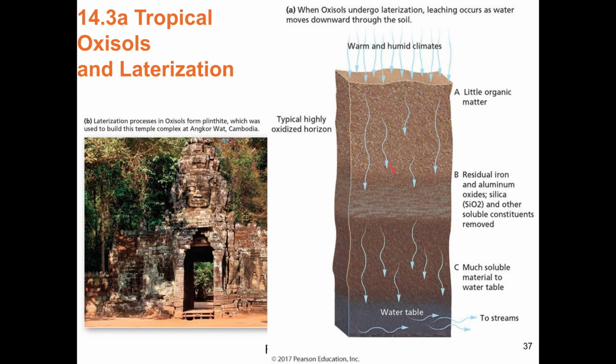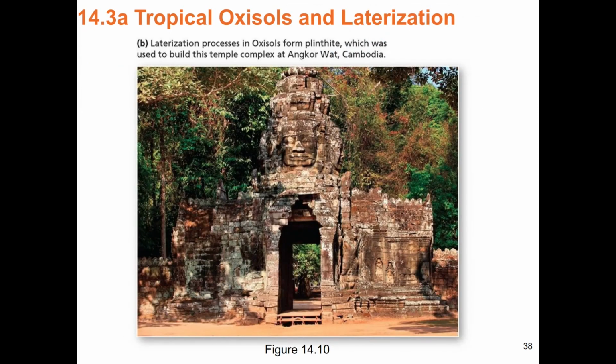Water percolates through the ground, picks up iron and aluminum oxides, and deposits them down in the lower layers of the soil. This is the process of laterization. You can actually cut blocks of the soil, expose it to the air, and it dries into something resembling rock. The temple complex in Angkor Wat in Cambodia is made of blocks of soil that have lasted for hundreds and hundreds of years. The same thing happens in the Amazon.